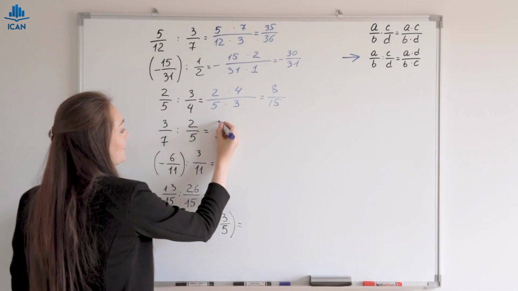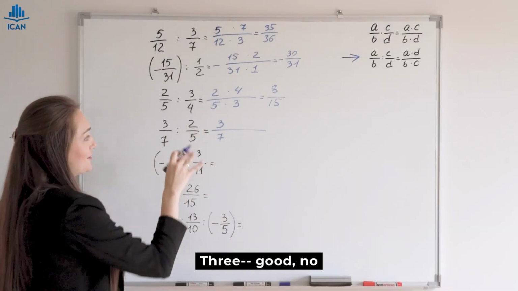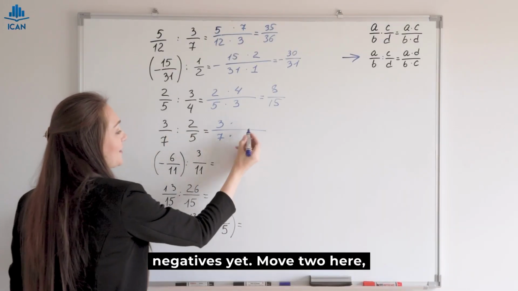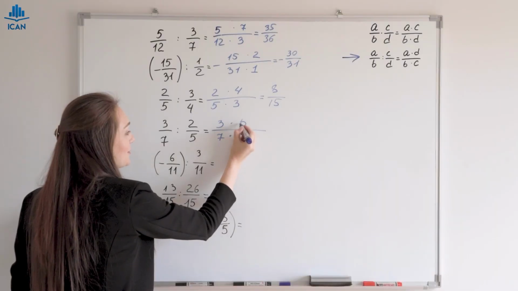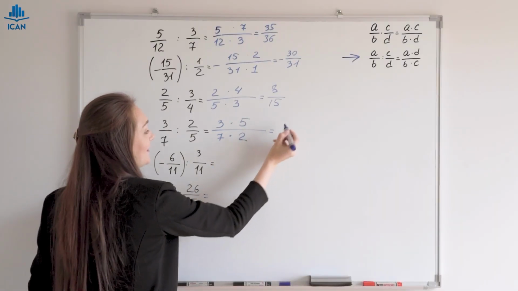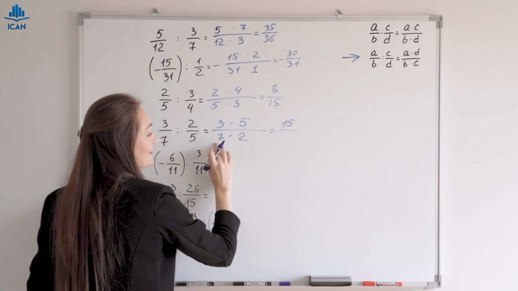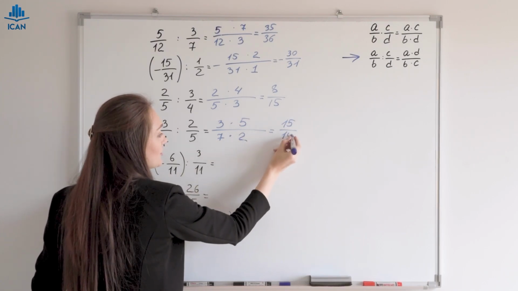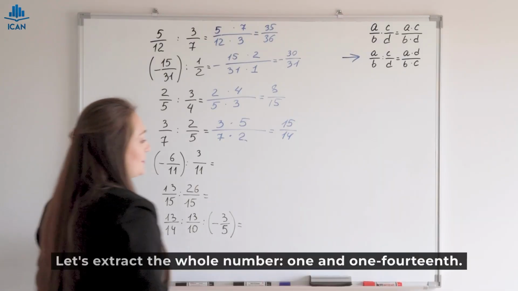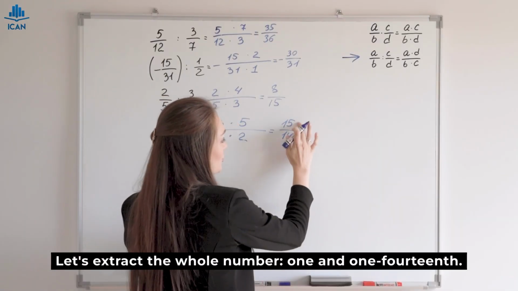Next example. Good, no negatives yet. Move 2 here, 5 there. So 3 by 5 is 15, 7 by 2 is 14. Let's extract the whole number, 1 and 1/14.